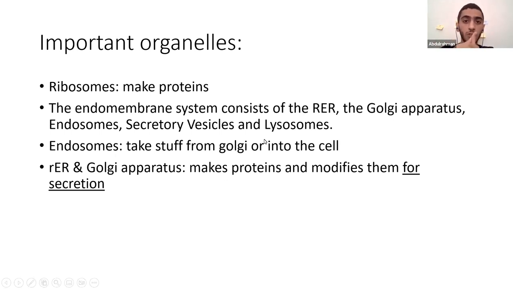Anything that's going from the Golgi outside the cell is going to be endosomes, and anything that's entering the cell is going to be endosomes. Again, endosomes are taking stuff from the Golgi to the outside, or anything that's coming into the cell. And the last thing is basically the rough endoplasmic reticulum and the Golgi. Together, they will be responsible for making the proteins that are going to be prepared to be secreted outside the cell. However, the free ribosomes found in the cytoplasm would be used to make the proteins that are to be used in the cell.